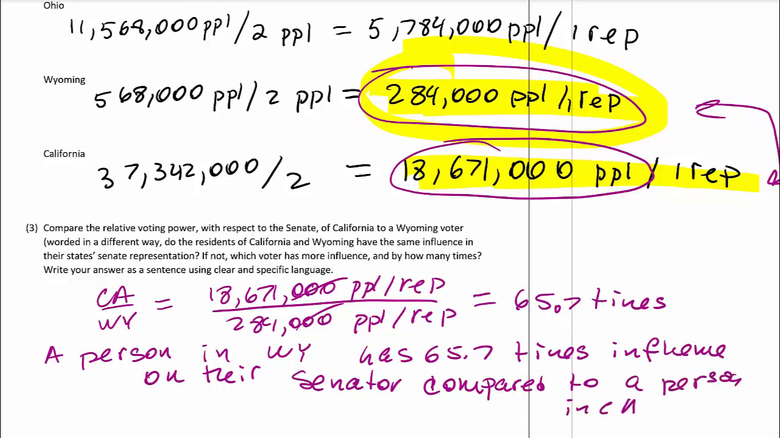Don't get confused here. The rate for California is higher, but it doesn't mean that people in California have more access. It's the other way around. Because the rate is higher in California, their influence is lower, because many more people are represented by that one representative. And on that, we're going to finish this lesson.